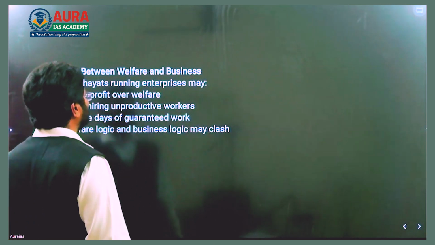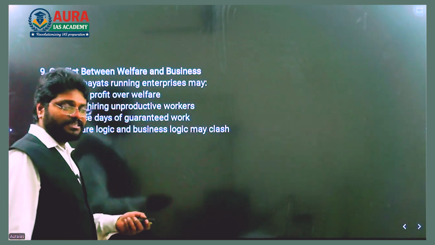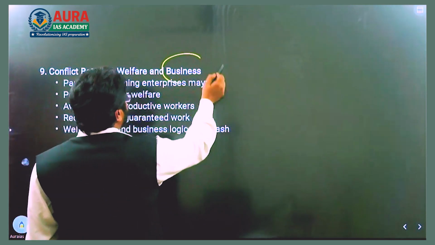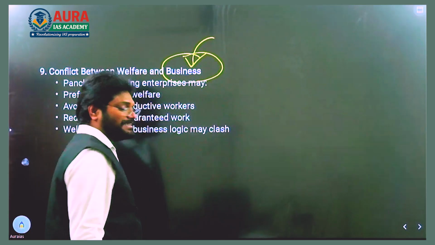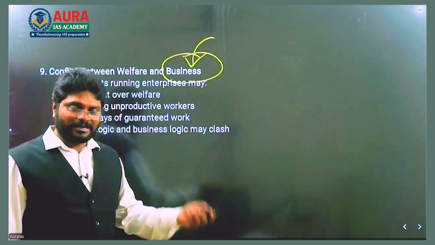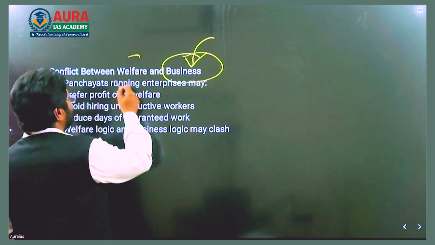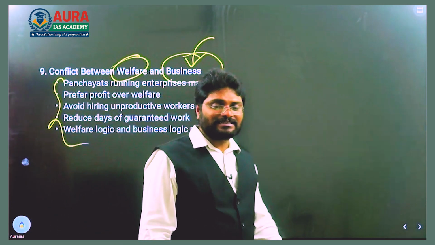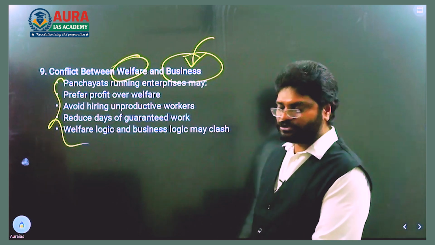So the next one is the conflict between welfare and business. Wherever it is revenue generating or profit generating, we call that a business. Wherever we provide some money without expecting any return, we call that welfare. So now the new Act became a business rather than welfare. That you should remember.